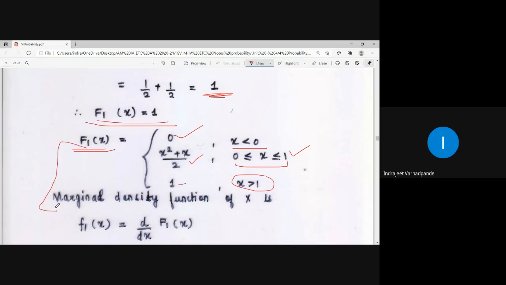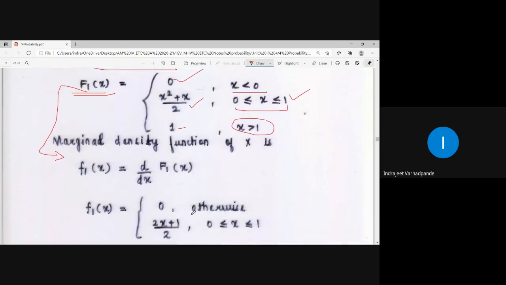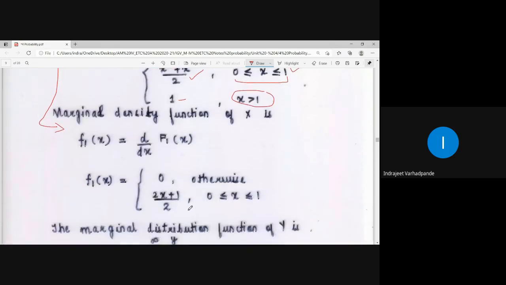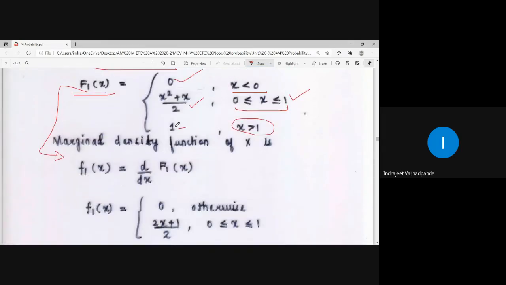Immediately after calculating the marginal distribution function for x, you can calculate the marginal density function. What is the marginal density function? The derivative of the distribution function is the marginal density function. The derivative of 0 is 0, the derivative of 1 is 0. So in general I can say the marginal density function is 0 otherwise. For this range 0 to 1, take the derivative of this.